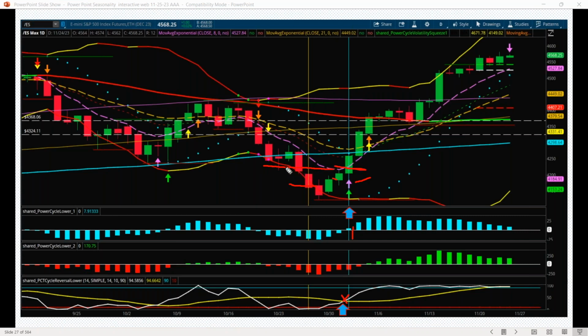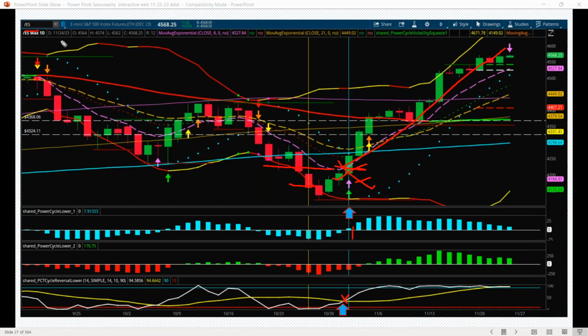So what I like to do is use the seasonality to look at forecasting. Okay, we know there's a big potential seasonal winter trade coming up on the S&P, and then I'll look to get into the trade or use my momentum indicators, my cycle indicators, for the actual entry. So it would have been in right here, and then just stay with the trend. So it's currently still in.